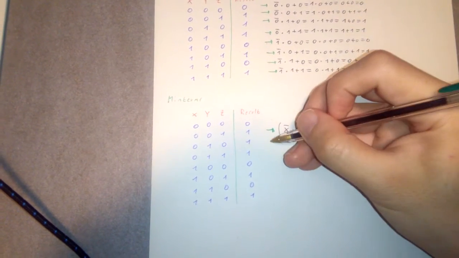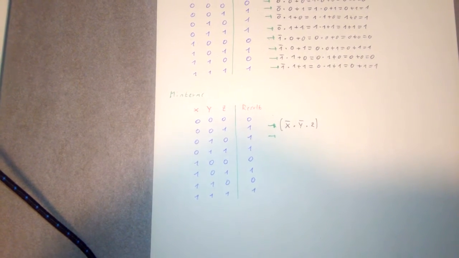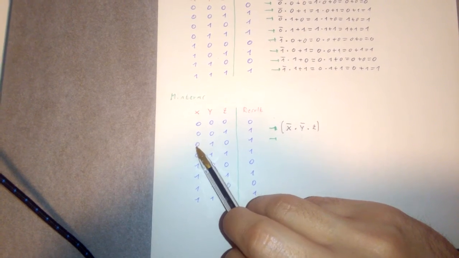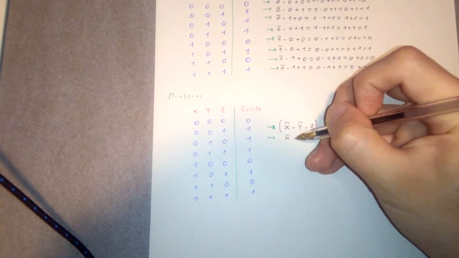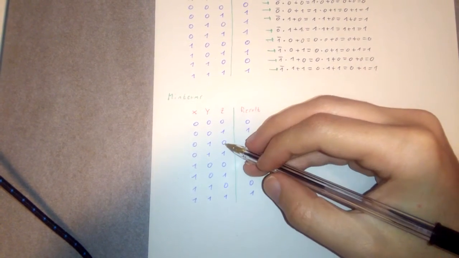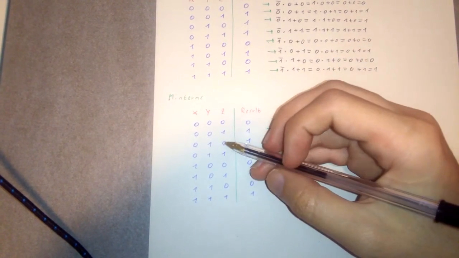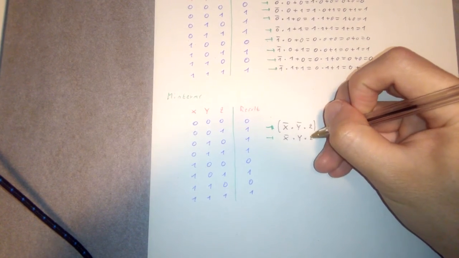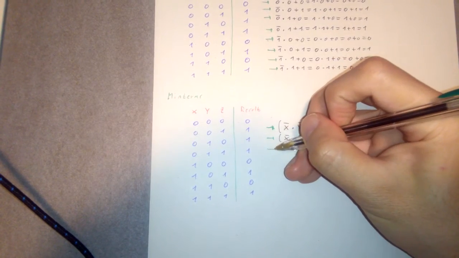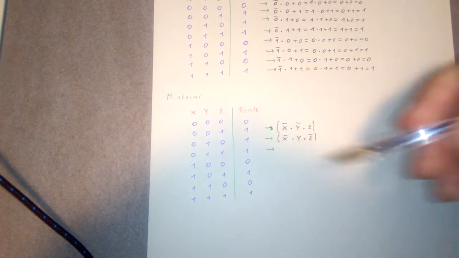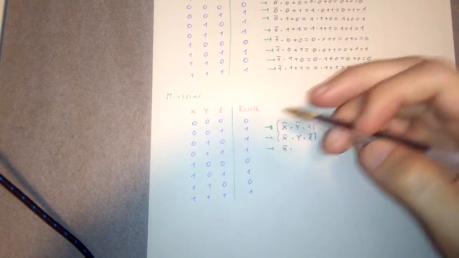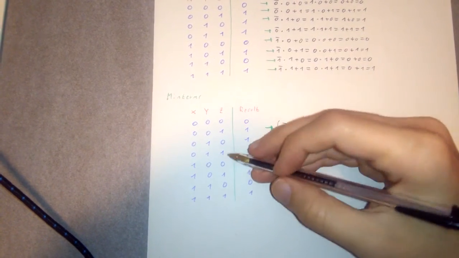And we're going to do the same for the second term. x is not 1, so we get not x times y, which is 1, so times y, times z. So z is not actually 1, so it is 0, so we get not z. And we do that again for this one: not x times y times z.